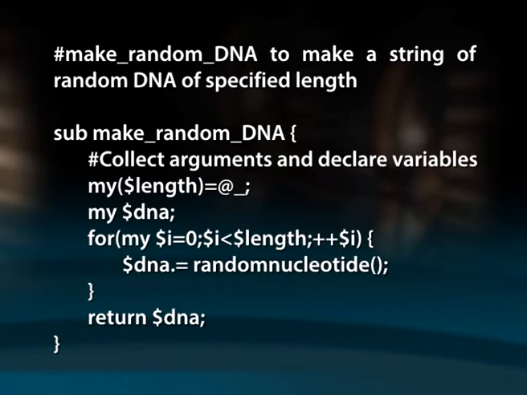And make_random_DNA is another subroutine, which is used to make a string of random DNA of specified length. It can be coded as sub make_random_DNA, and my $length is initialized from the array. My $DNA is initialized as a variable. A for loop is designed as for my $i equals 0, $i less than $length, plus plus $i, and $DNA is concatenated with random_nucleotide. Return $DNA.